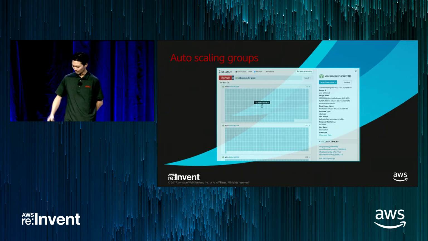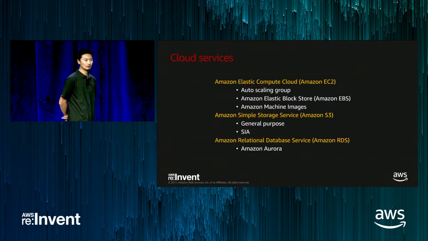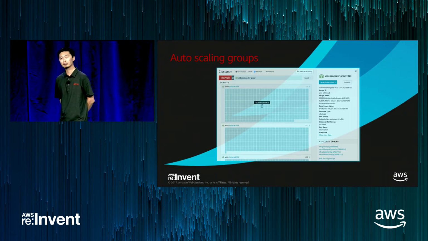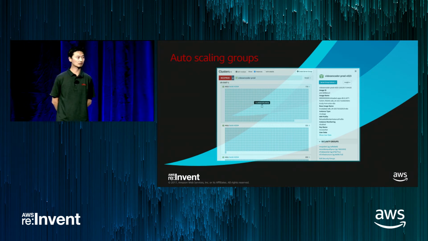I forgot to mention Aurora. We use Aurora as a way to implement our priority queue. So this is a screenshot of our auto-scaling groups using our internal tool, Spinnaker. It is also an open source project.